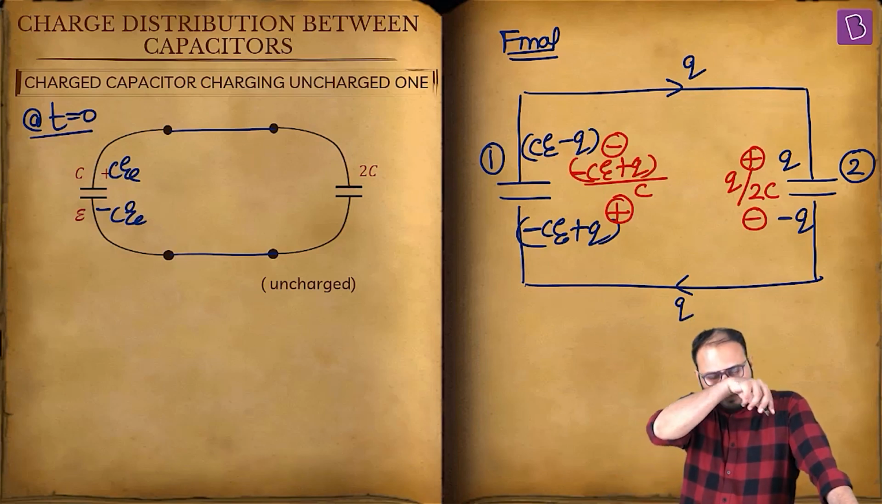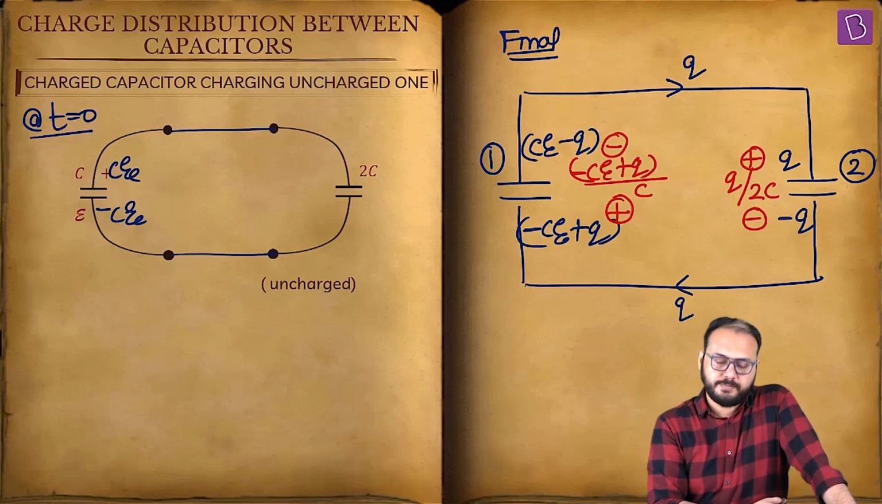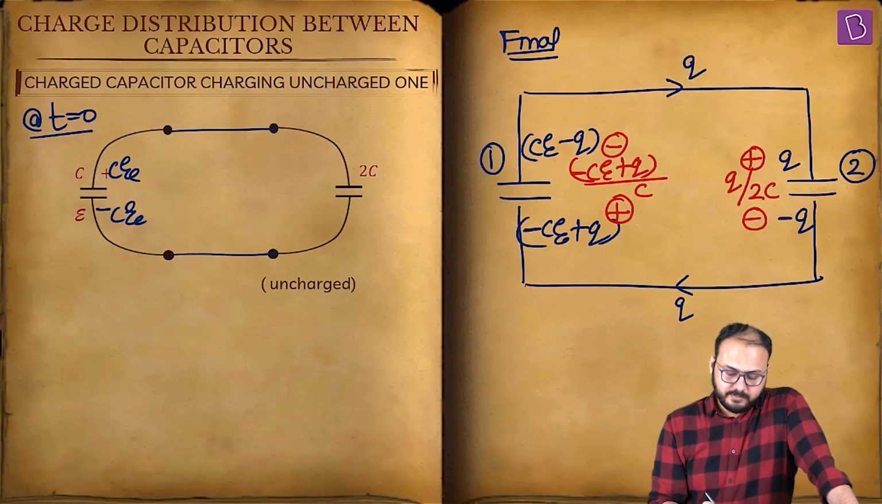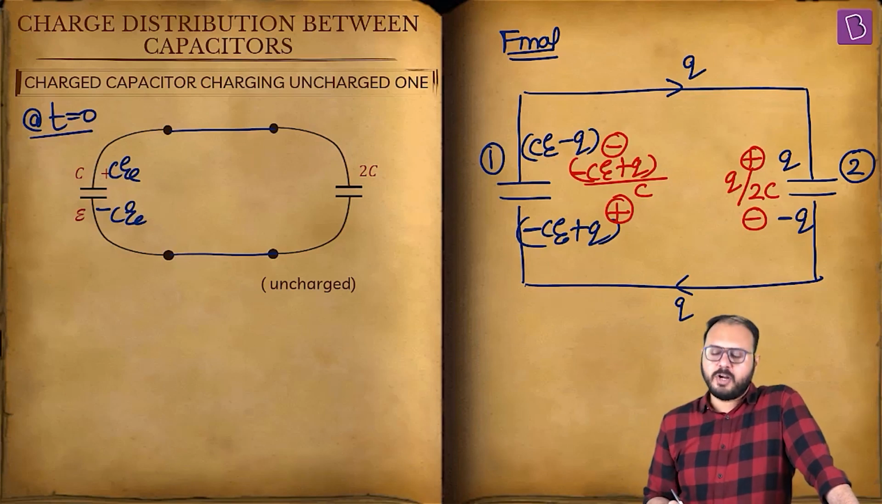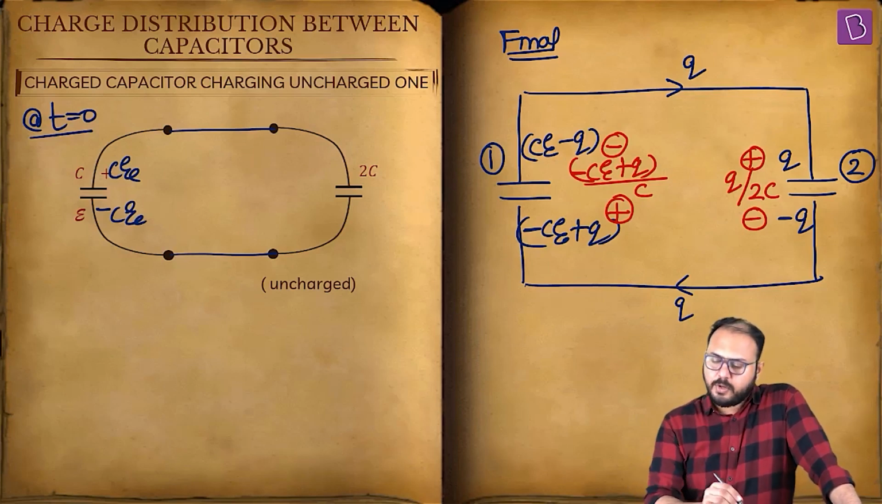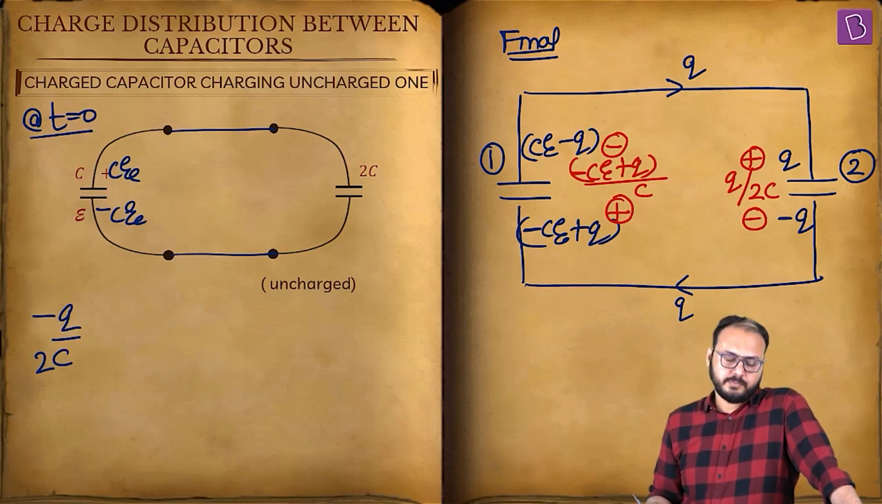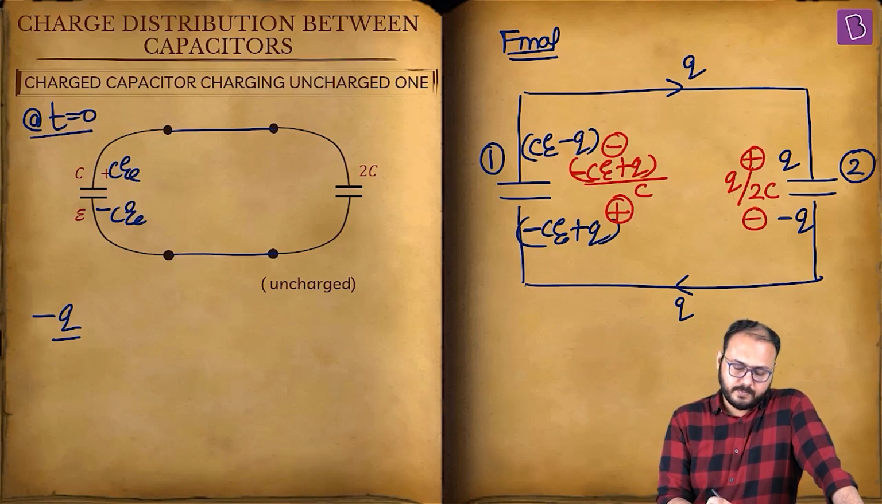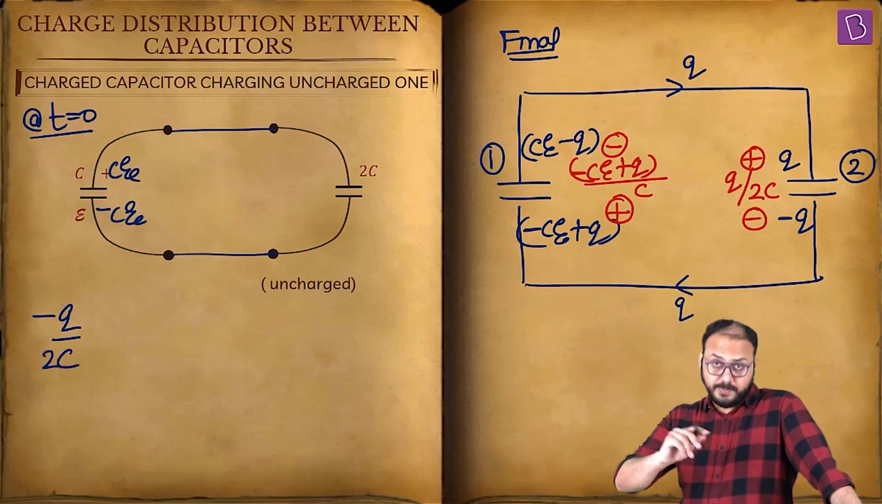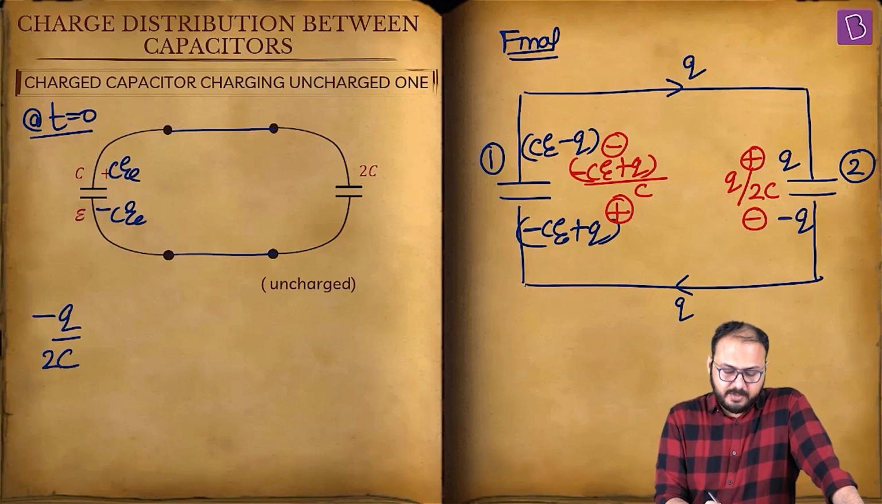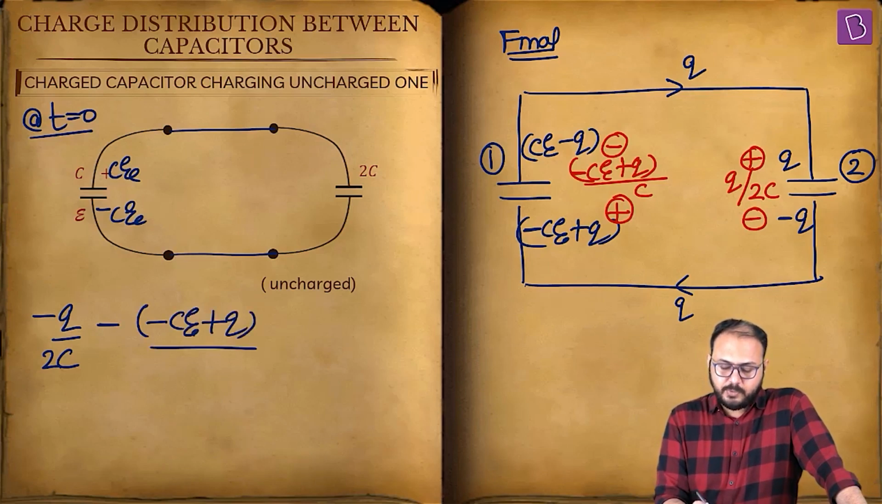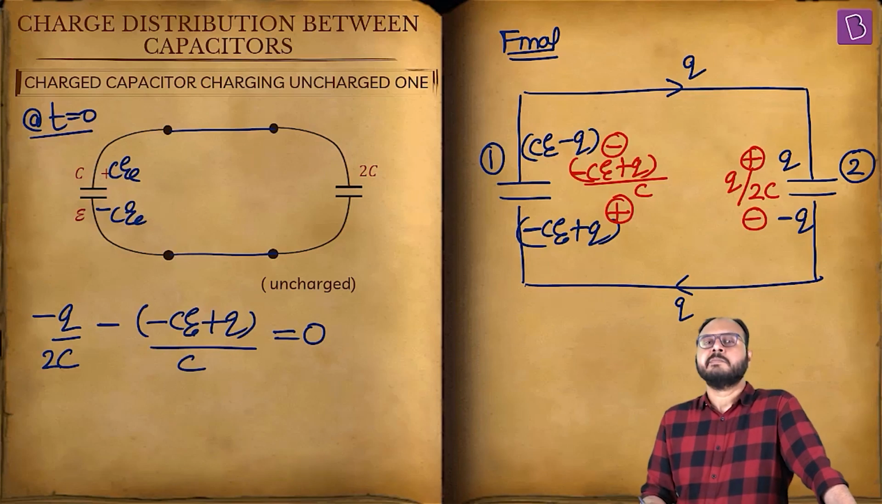Take your time. No rush. Now what? KVL. How do you apply KVL? Leftmost corner point, go clockwise. So if I go clockwise, first I go from plus to minus, so minus Q by 2C. Then, as per my choice, I go plus to minus again. So again minus. Why not? You asked for it. And in between, minus C plus Q by C is equal to 0.